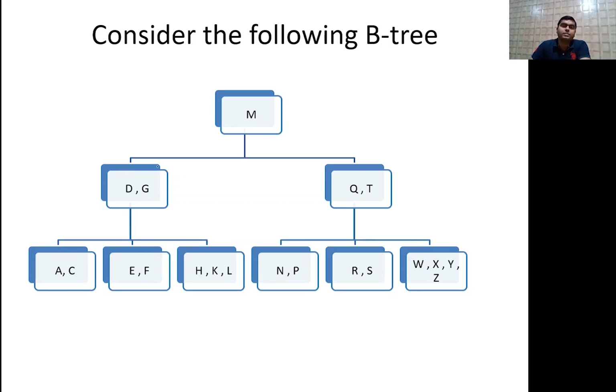Just see this question also. Consider the following B tree. M is the root node, and then D, G, Q, T, A, C, and so on. So it is given.